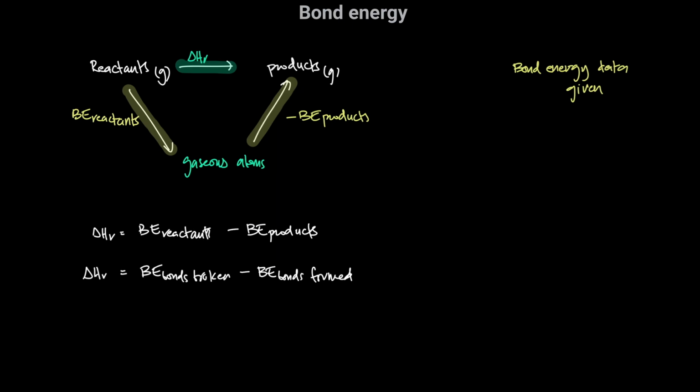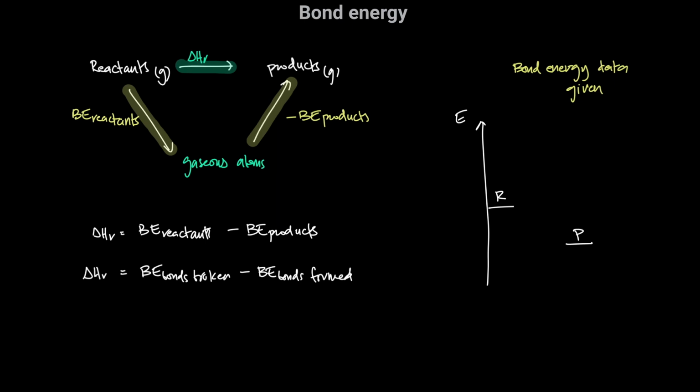So if we look at a basic energy diagram, let's say that we have something like this. Here on the y-axis we have energy, and let's say we have reactants and we have products. Now the way I've shown it, the reactants are at a higher energy than the products, so this reaction is exothermic.